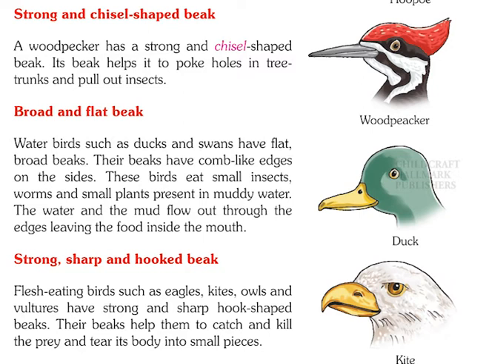Strong, sharp, and hooked beak. Flesh-eating birds such as eagles, kites, owls, and vultures have strong and sharp hook-shaped beaks. Their beaks help them to catch and kill the prey and tear its body into small pieces.